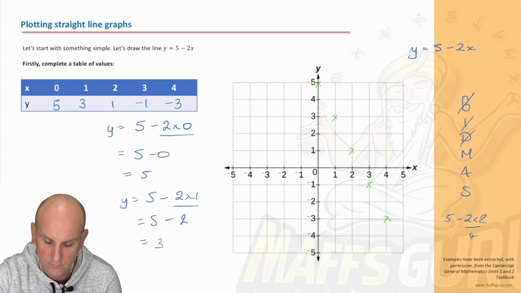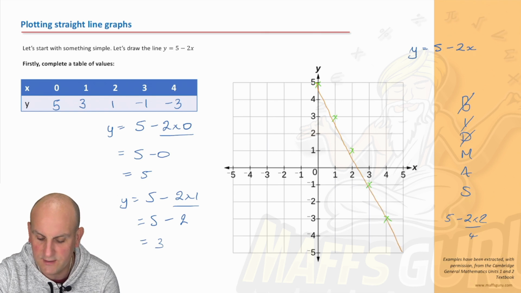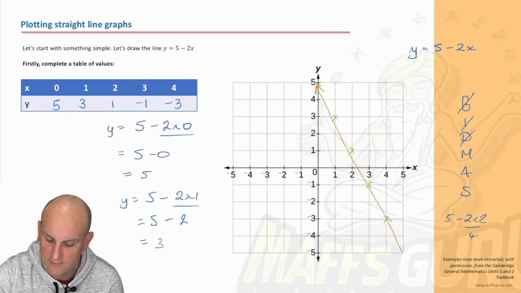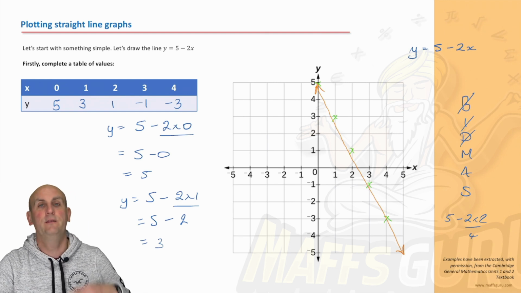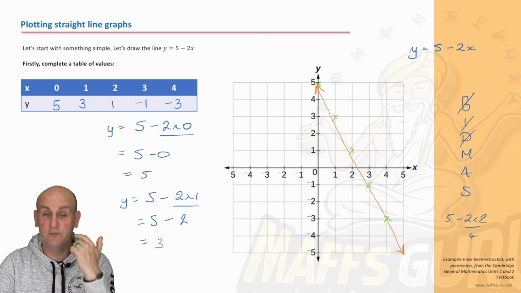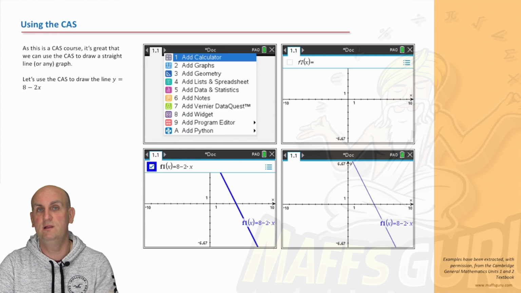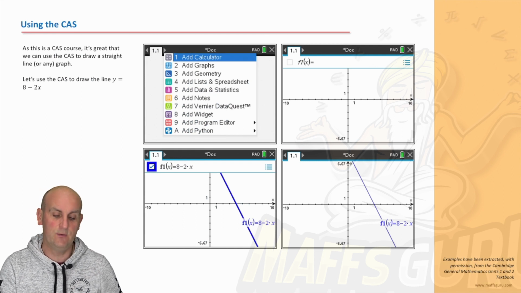What are we going to do? We're going to join them together. You're going to do it with a ruler. I'm going to try and do it with a nice straight line. Arrow on the end there, arrow on the end there. And so long as you do the BIDMAS and the order correctly, there really isn't anything too complicated to do this. Now we can use our CAS.